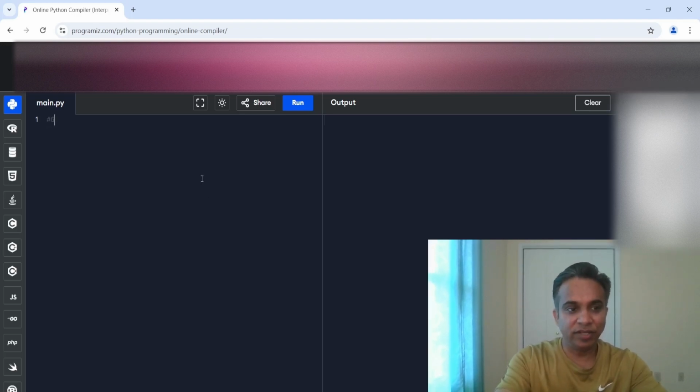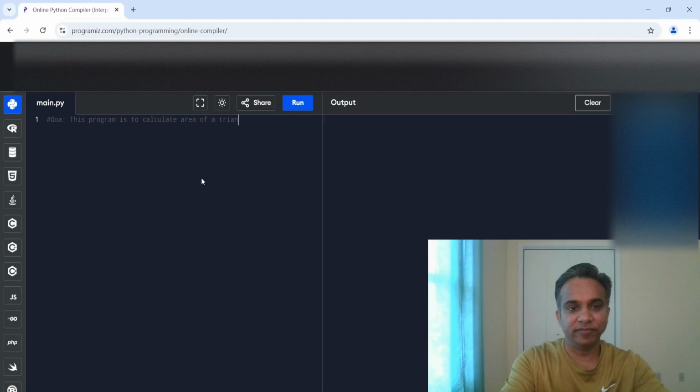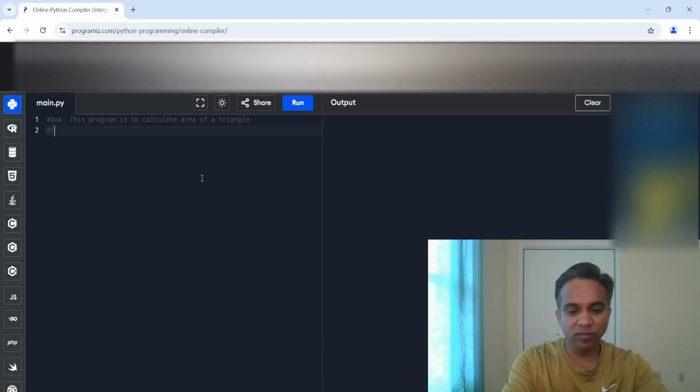So we start with writing our goal. That is nothing but this program is to calculate the area of a triangle. What is going to be our input? Input is going to be two inputs. The first one is base, the second one is height. And what is going to be your output? The output is the area of a triangle.